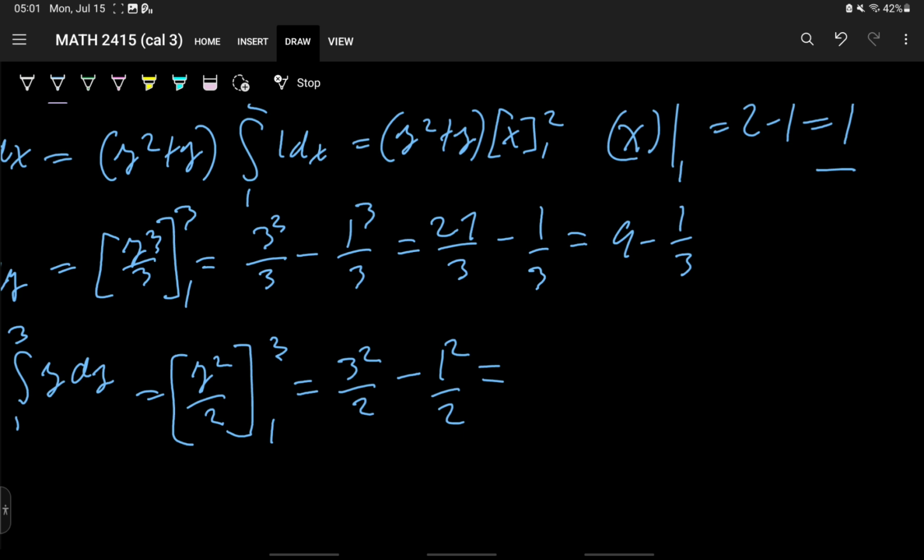Okay, so 3 cubed over 3 minus 1 cubed over 3 is going to equal 26 over 3. I have no idea if all of this is actual correct mental math, but hopefully it is. So 3 squared over 2 minus 1 squared over 2, that's just equal to 4. I could have easily just done that in my head. I don't know why I just went automatic for that.